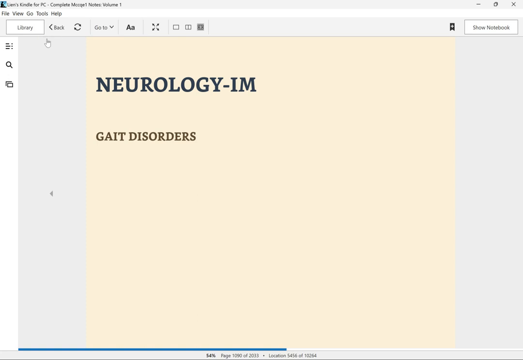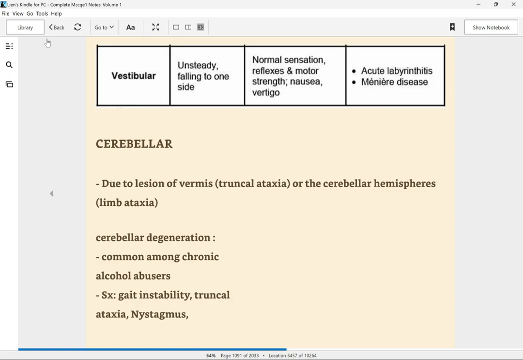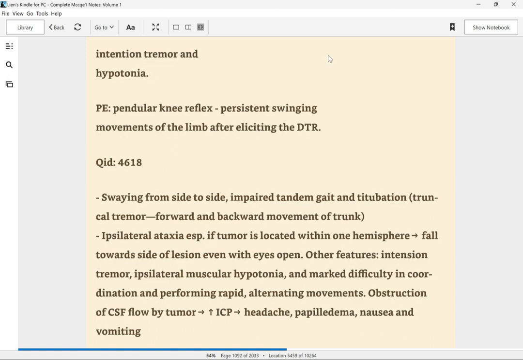Neurology, IM gait disorders. Cerebellar, due to lesion of the vermis, truncal ataxia, or the cerebellar hemispheres, limb ataxia. Cerebellar degeneration is common among chronic alcohol abusers. Symptoms: gait instability, truncal ataxia, nystagmus, intention tremor and hypotonia. PE: pendular knee reflex, persistent swinging movements of the limb after eliciting the DTR.